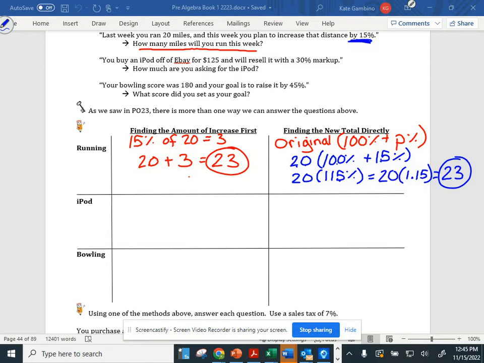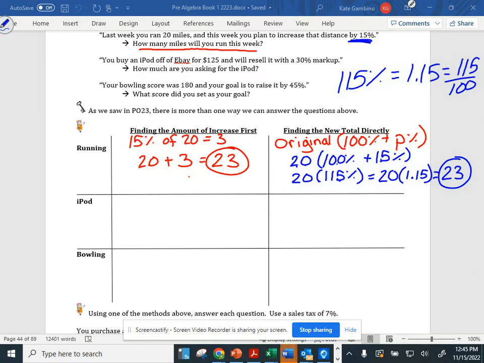115%. 115% as a decimal is what? 1.15. That's the decimal. You can change your percentage into a decimal. So it's like you could also multiply it as a fraction. They all equal each other.